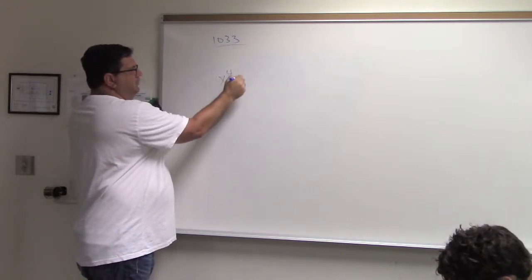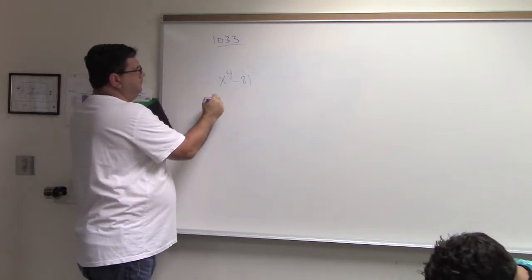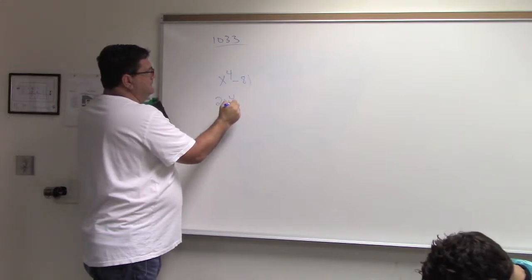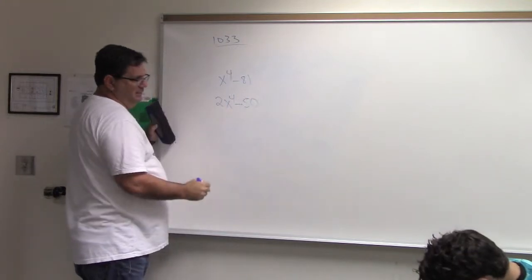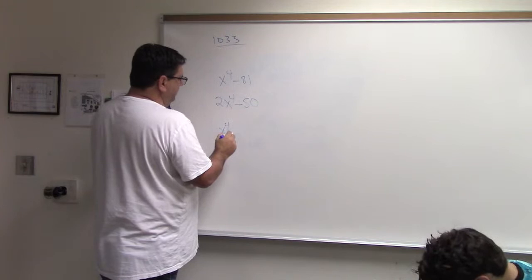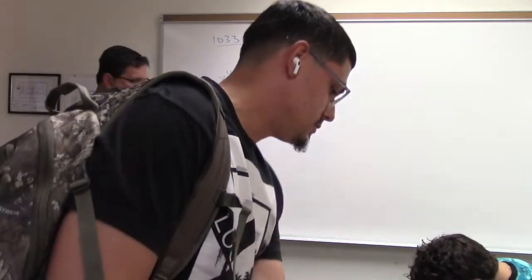X to the 4th minus 81. 2x to the 4th minus 50. No. X to the 4th minus 16y squared.